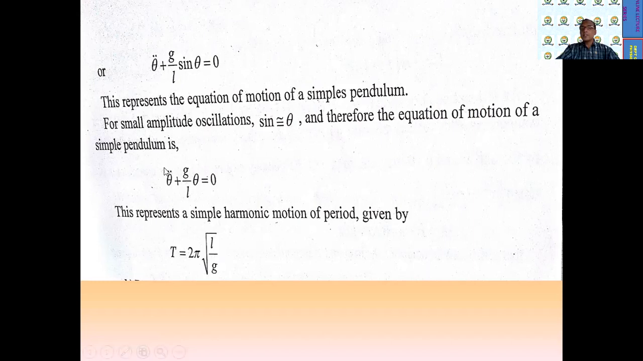Now this differential equation, theta double dot plus g upon L into theta, we have obtained by using the Lagrangian equation. That means we can apply the Lagrangian equation to the simple pendulum, and from that we conclude that the motion of the simple pendulum is simple harmonic motion. If you have any question, you may please ask.